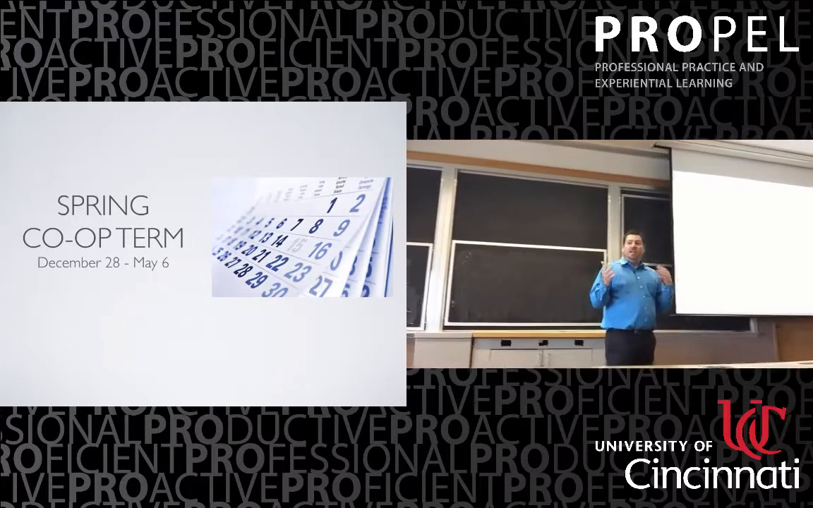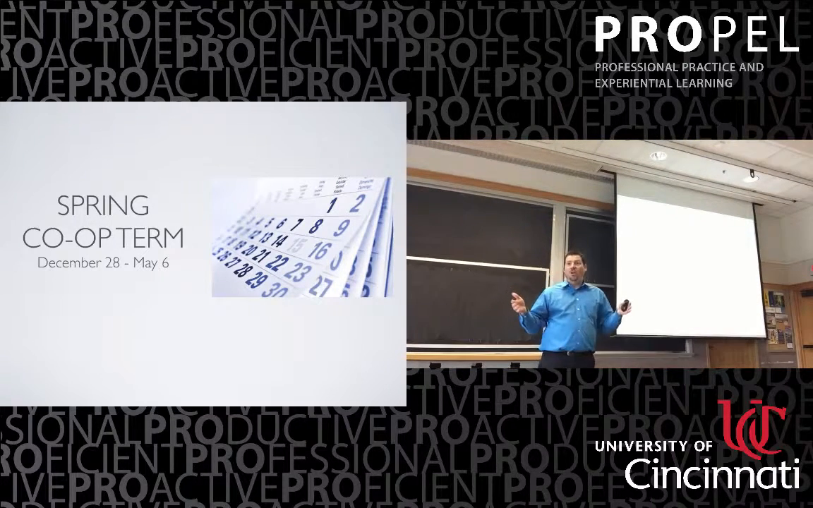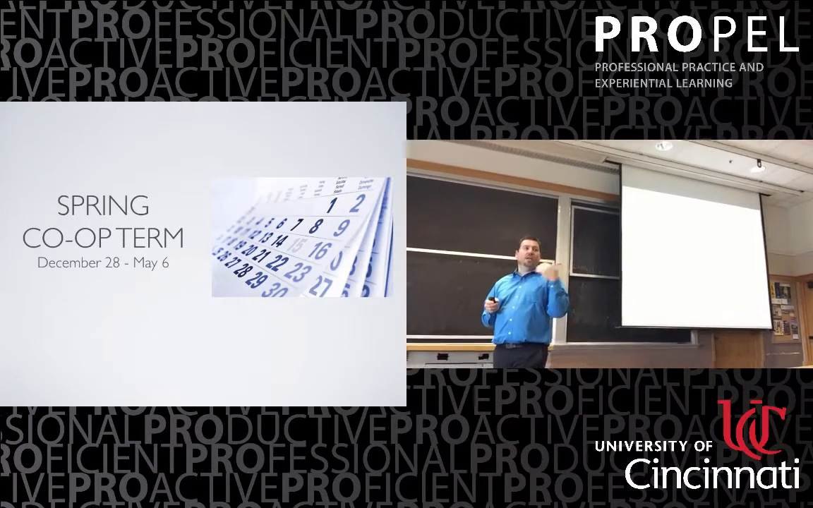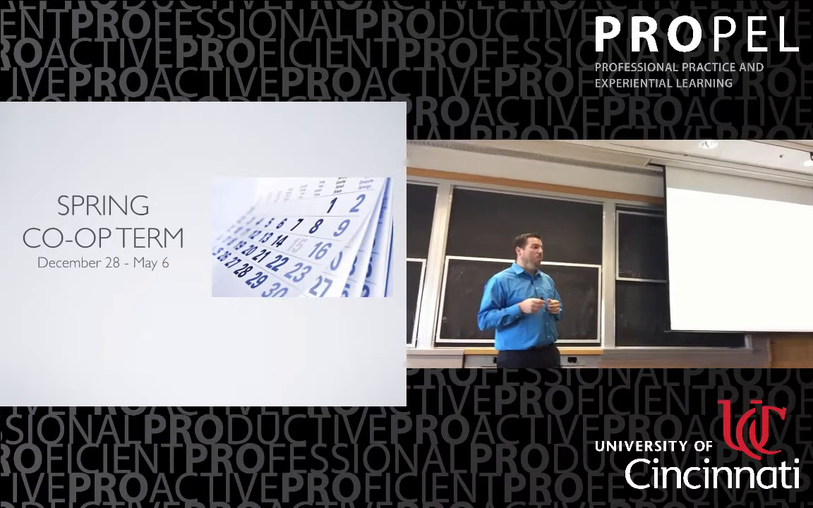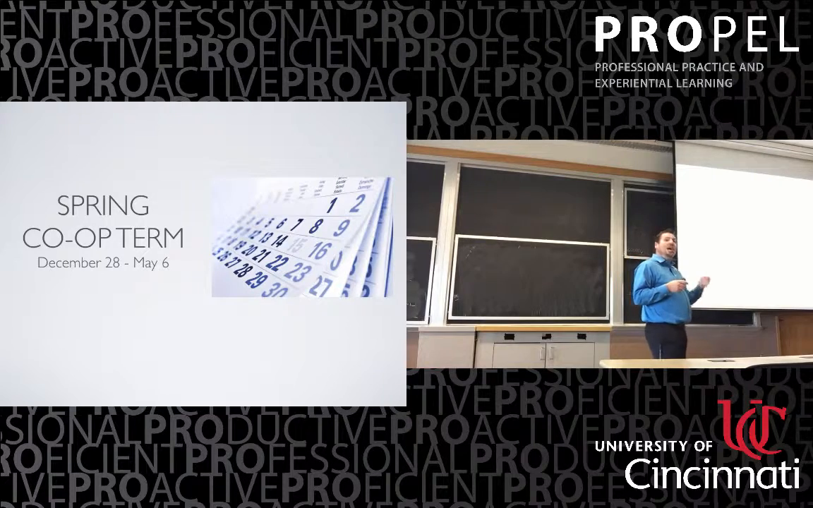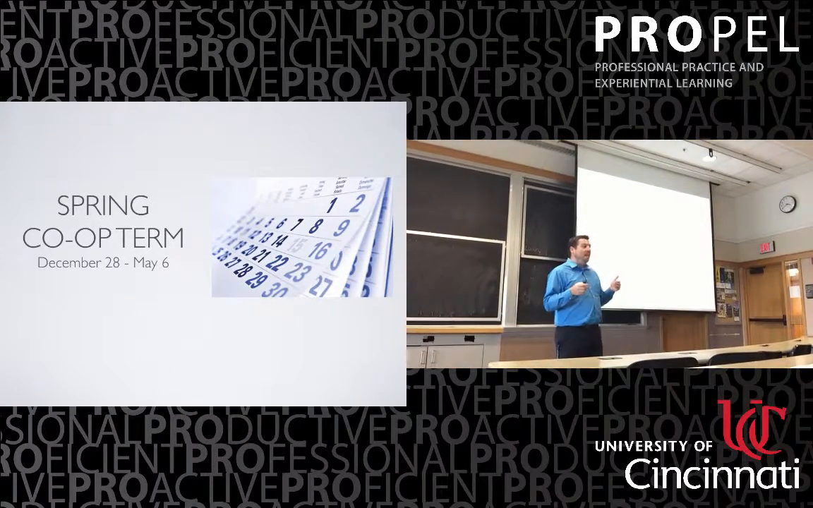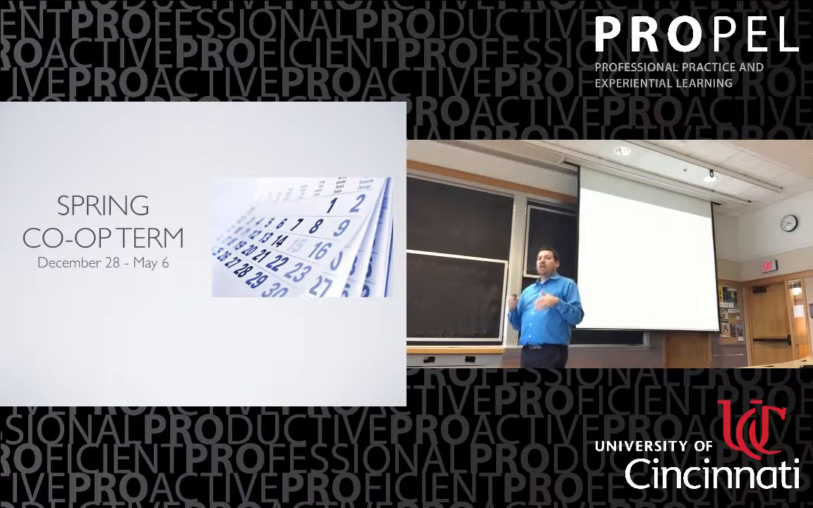Now, those dates are flexible. Some employers don't like folks starting on December 28th, a few days before the new year, and so they'll have you come in January 2nd, January 3rd, or something like that, depending on the day of the week. But the official start of the co-op term is December 28th. It's not the first day of classes, and it goes until May 6th, which is not the last day of classes or last day of finals, right? This is a co-op term.